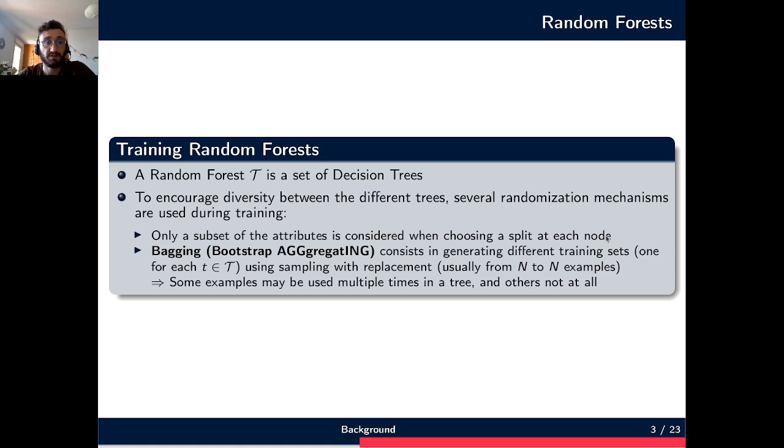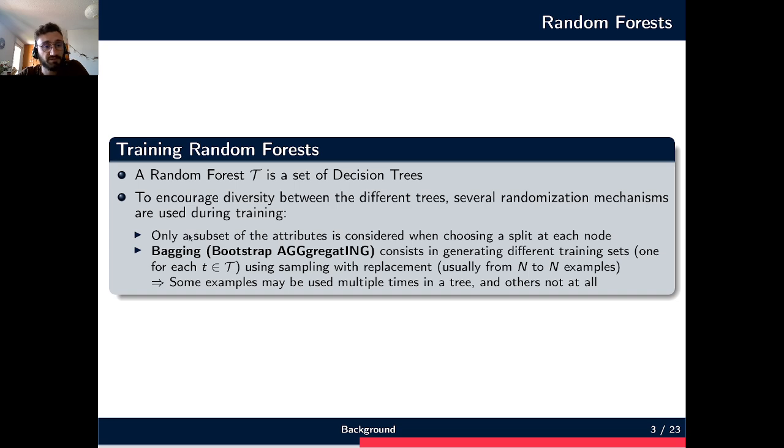This was a single decision tree, but to obtain more complex models, we may want to learn forests that are sets of decision trees. Because we do not want to learn several times the exact same trees, we will use several randomization mechanisms during training, and what is usually done is that only a subset of the attributes are considered when choosing which attribute and which value to split on at each node.